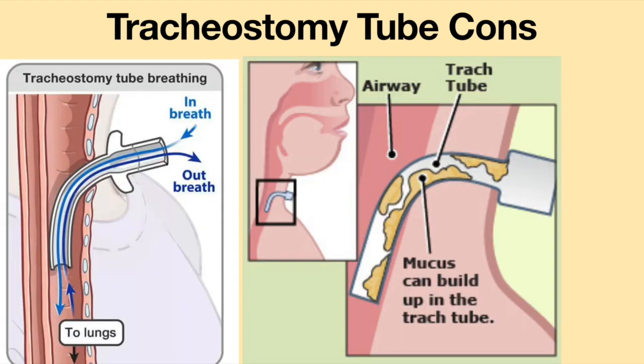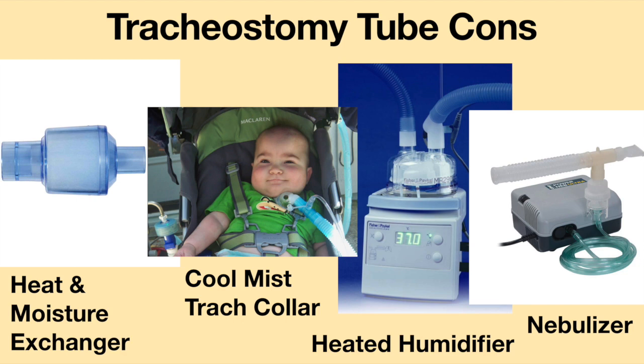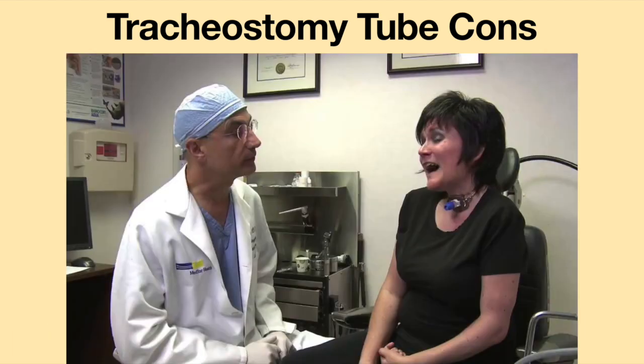Since breathing is done via the tracheostomy tube, the cold, dry room air can dehydrate the airway and cause mucus plugging. The airway must be kept moist by using various methods such as a heat and moisture exchanger, a cool mist trach collar, a heated humidifier, or a nebulizer. Using a tracheostomy tube may make speaking more difficult.